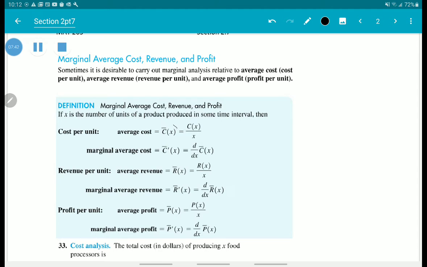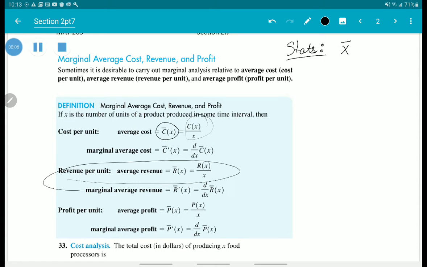So notice the notation here. That bar over the top means average. If you've ever taken a stats class, when you talk about averages, which we call the mean, you use that x bar notation for a sample. So we're using that same kind of notation that you would see in a statistics class. So you just take the cost and divide by x. Same thing is true with revenue and with profit.